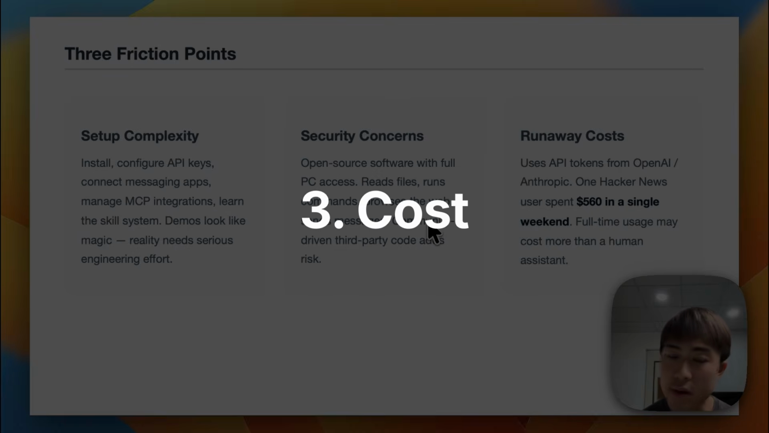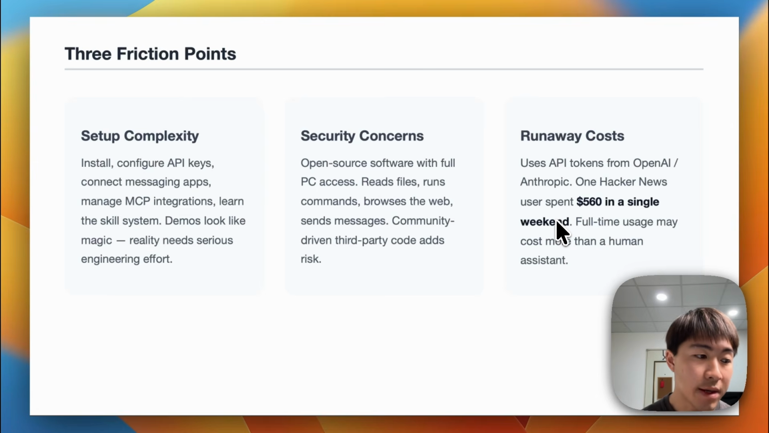And then there is the cost. Since OpenClaw uses API tokens from providers like OpenAI or Anthropic, the bill adds up fast at first. Someone on Hacker News said they spent $160 in a single weekend just experimenting. If you're running it full time to manage your email and calendar, it might generally be cheaper to hire a real human assistant. That's not a joke.